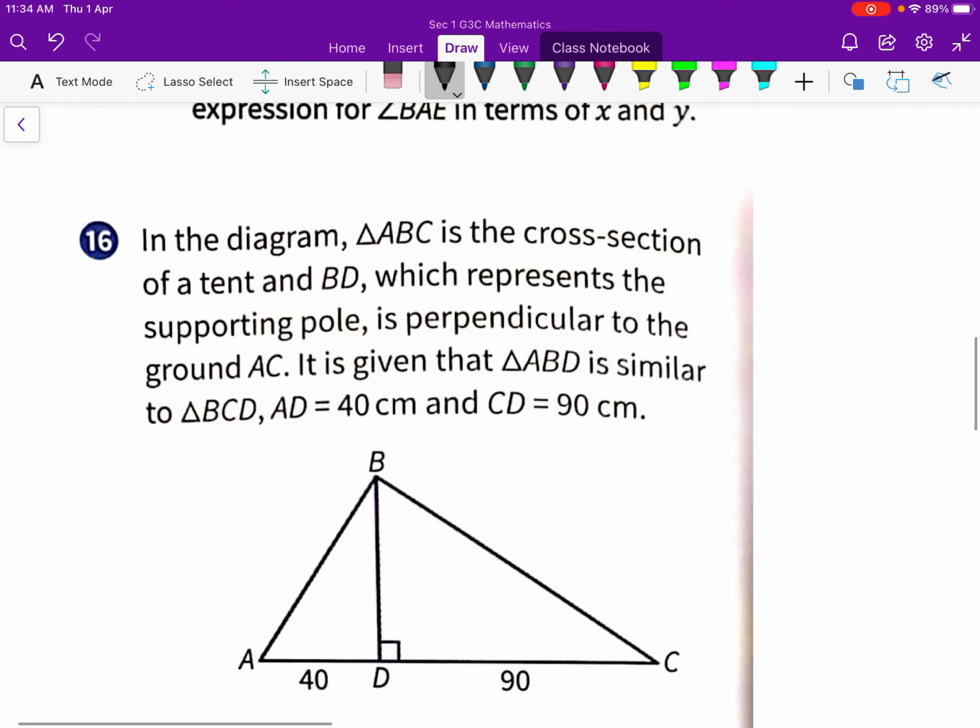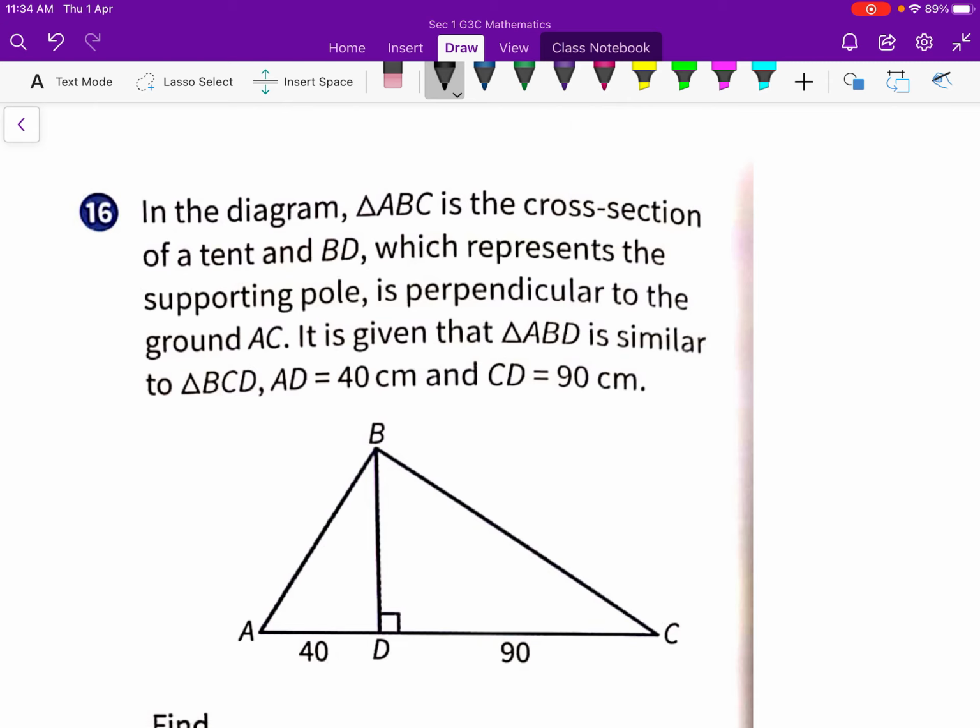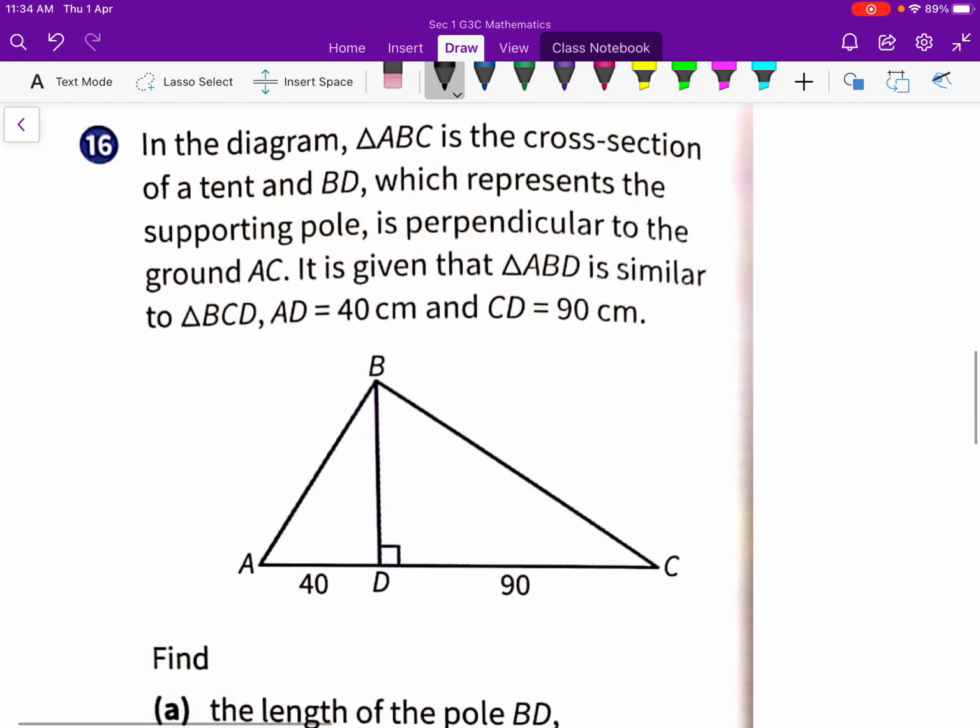Next one, a tent. ABC, cross section of a tent. BD represents the supporting pole. It is perpendicular to the ground. ABD similar to BCD. 40 and 90 cm.